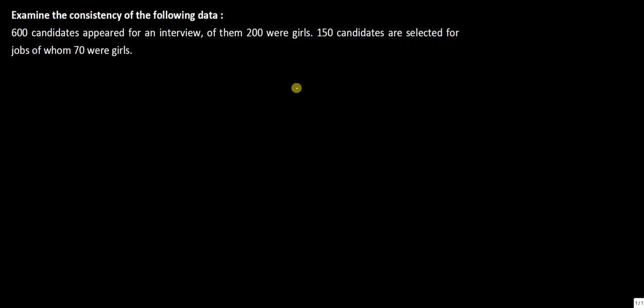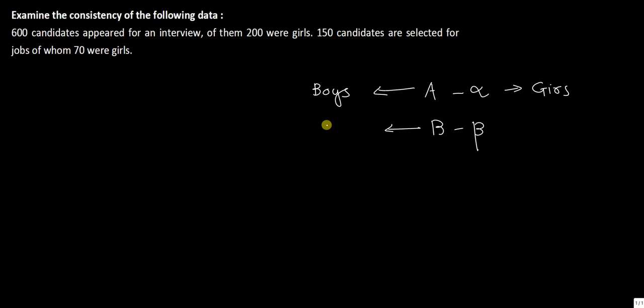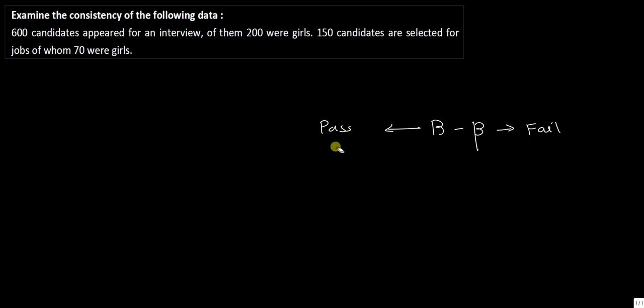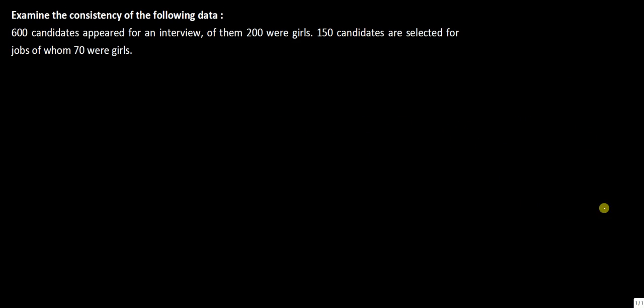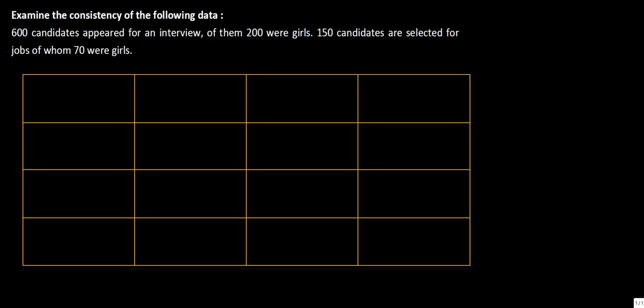So first we have to choose our two attributes A and B. The opposite of A is called alpha and the opposite of B is called beta. If we are taking A equal to boys, then we have to take alpha equal to girls. If we are taking B equal to pass in examination or success in examination, then beta is failure or fail in examination. So A alpha and B beta are opposite of each other. Now we are preparing our table. Our table is ready. Now we are writing our solution.